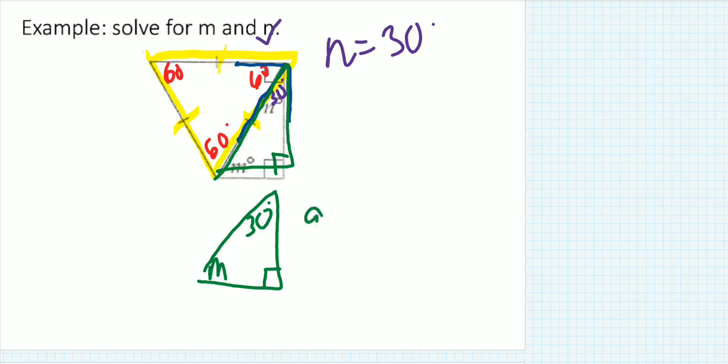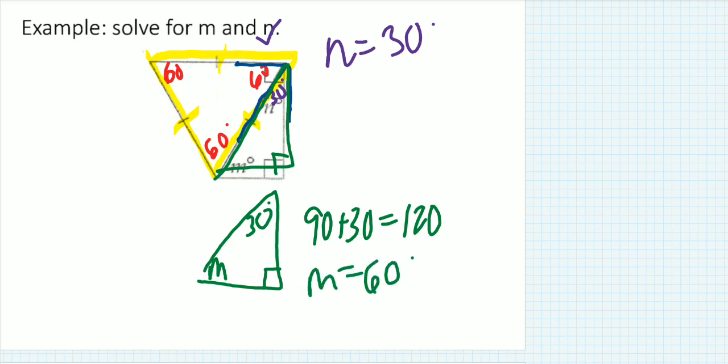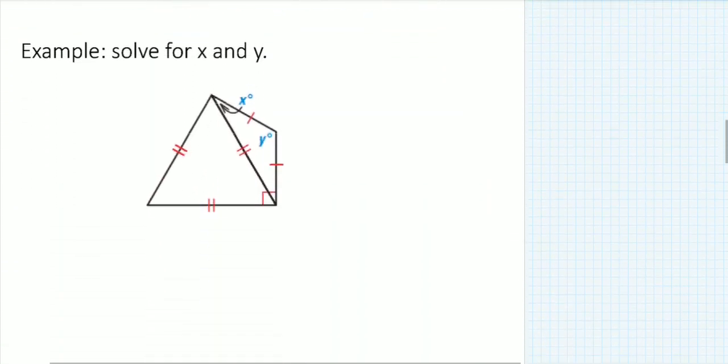We can just do 90 plus 30, which is equal to 120. I know this is a triangle, and so then it has to equal 180. And so the only number that works there would be a 60. Okay, so m has to equal 60 because in the end it has to end up equaling 180 anyways, since it's a triangle. And so there you go, right? I know this problem in the beginning looks really hard and complicated, but you really just have to use basic definitions here. So let's go ahead with the next one.